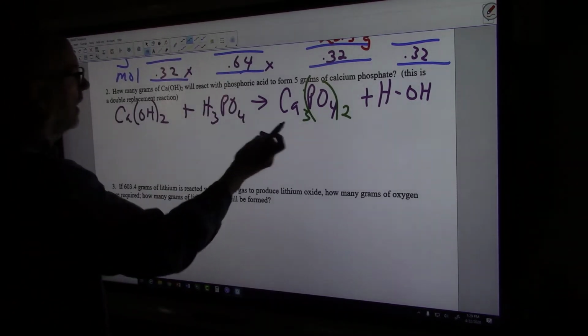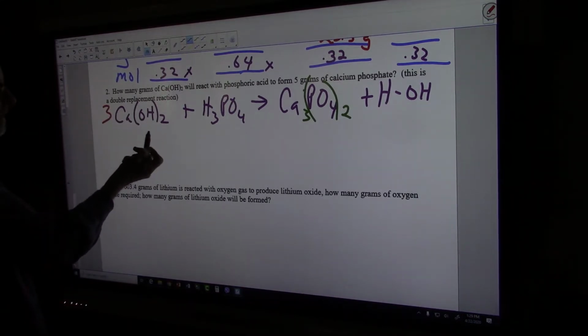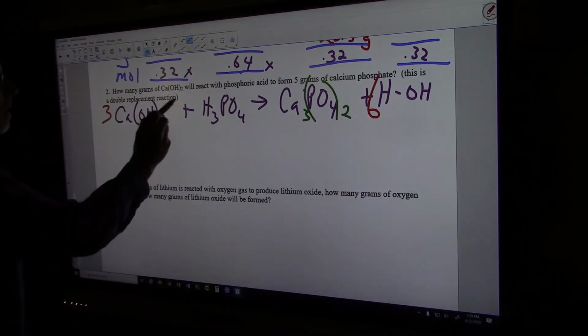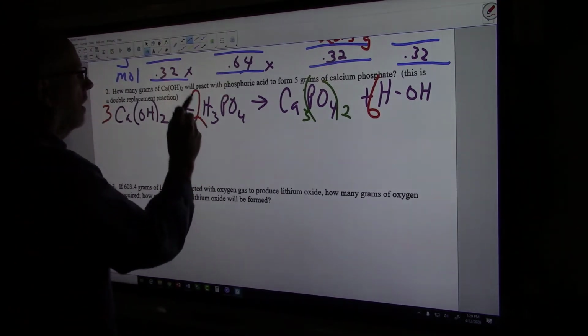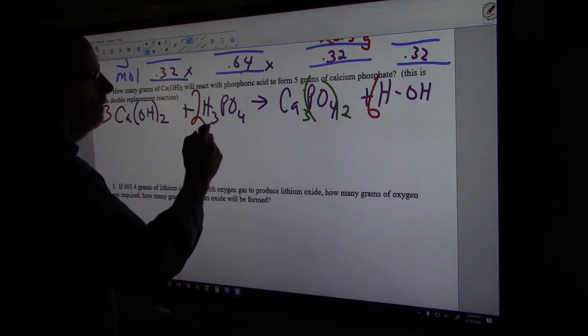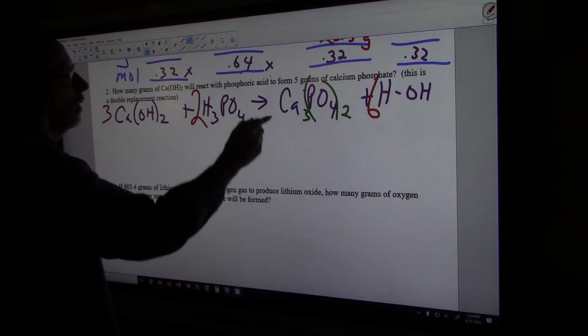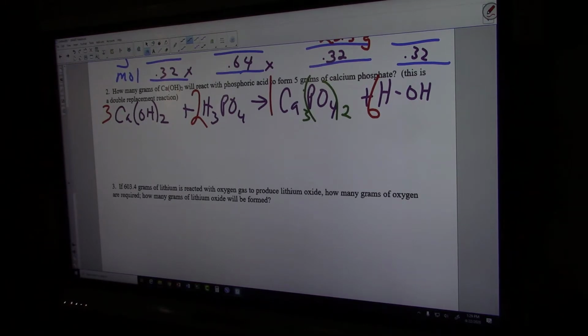One calcium, three calciums. I need a three here. Three sets of two hydroxides. That's six hydroxides. I need a six right there. Three hydrogens, six hydrogens. Oh, I need a two here. Two PO4s. Two phosphates here, two PO4s. I have a 3:2:1:6 multi-multi-mole ratio. This is a bit of a challenge. Let's go.